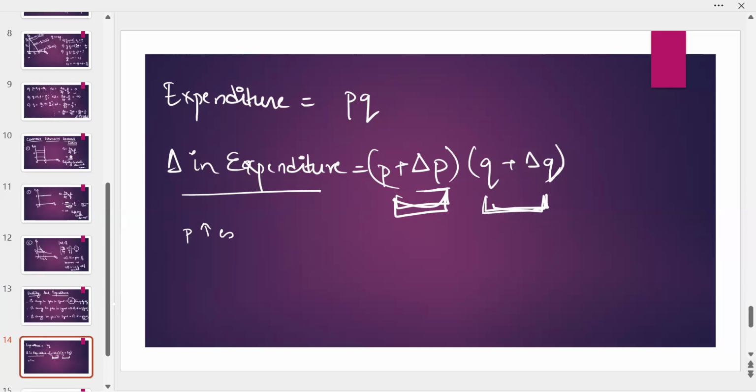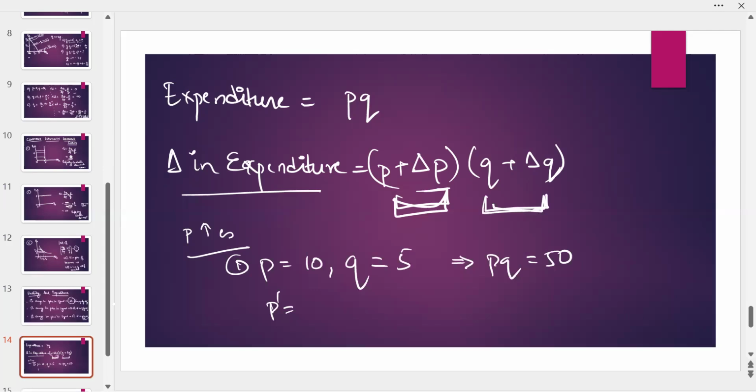For example, let's say I'm just giving a very simple example to make you understand. Let's say P is 10 earlier and Q is 5. In that case PQ is 50. Now P dash is 8. In that case, Q is 7. What would happen to PQ? It is 56. Now, in this case, the PQ has increased.